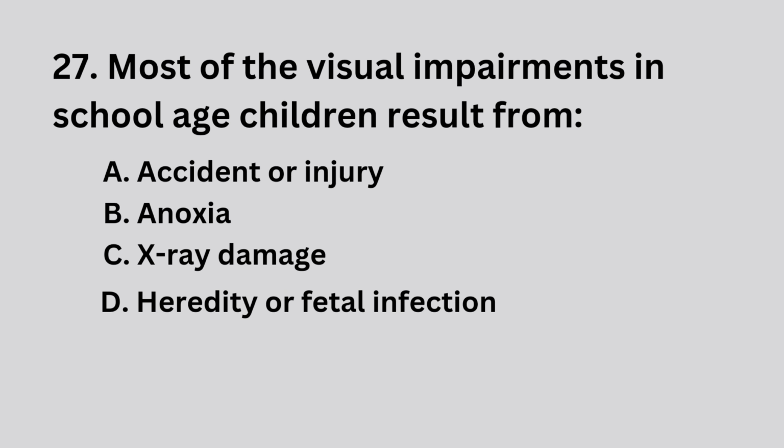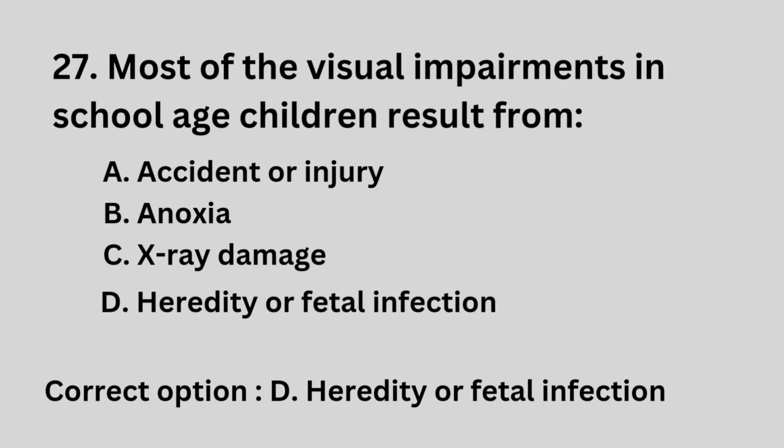Next question. Most of the visual impairments in school-age children result from option A, accident or injury, option B, anoxia, option C, X-ray damage, and option D, heredity or fetal infection. Correct answer is option D, heredity or fetal infection.